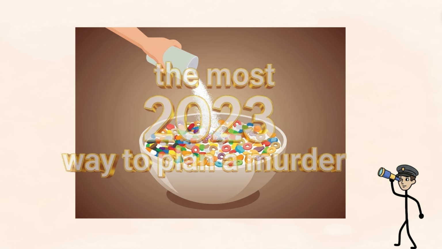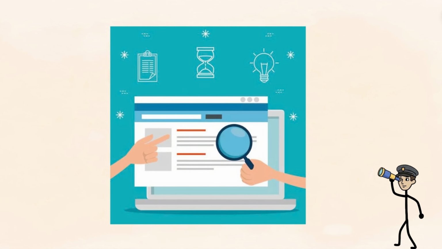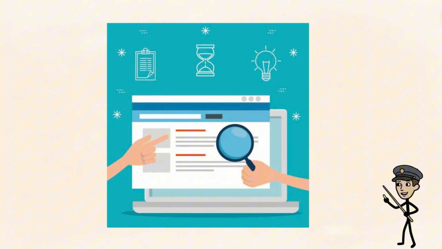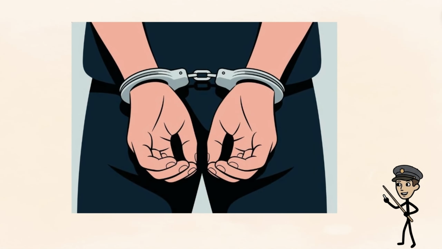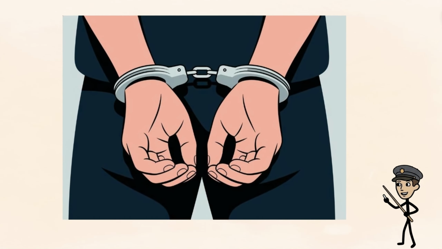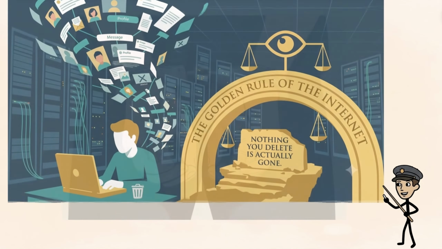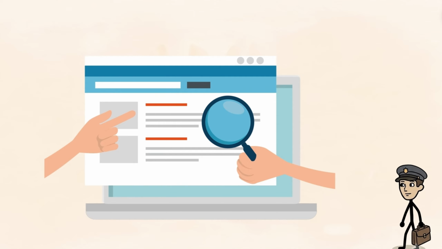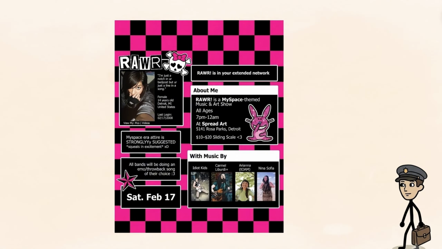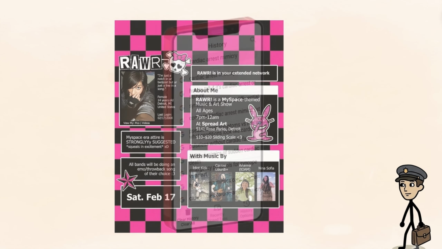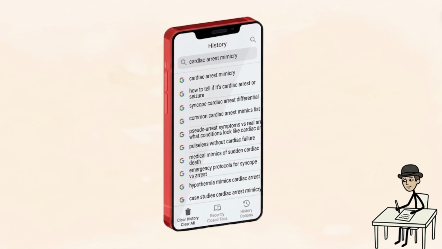Truly the most 2023 way to plan a murder. Extensive Google research, followed by getting caught anyway because she forgot the golden rule of the internet. Nothing you delete is actually gone. Ever. Not your browser history, not your embarrassing MySpace page, and apparently not your murder research either.